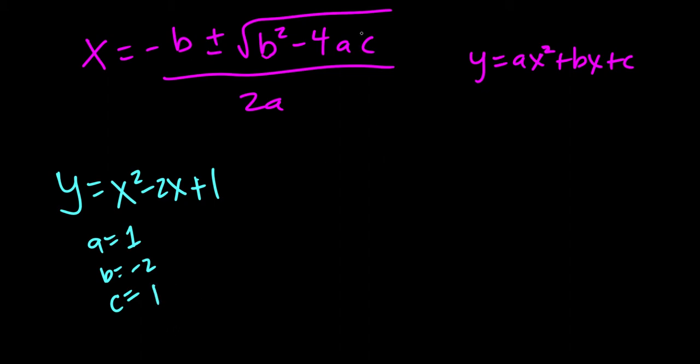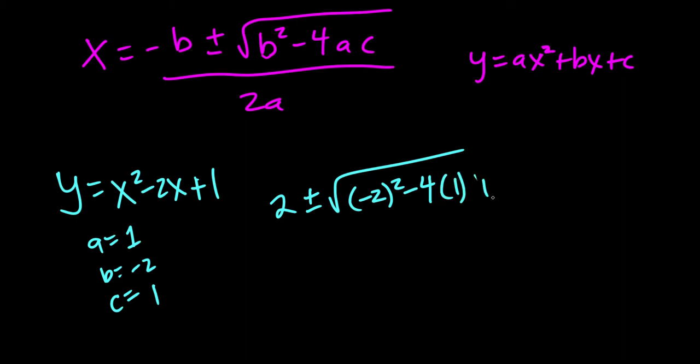Okay. From there, we plug it into the quadratic formula. It says negative b right here, so I'm going to use the negative 2, which is a positive 2. Then I plug in a negative 2 squared minus 4 times a times c, all over 2 times a.